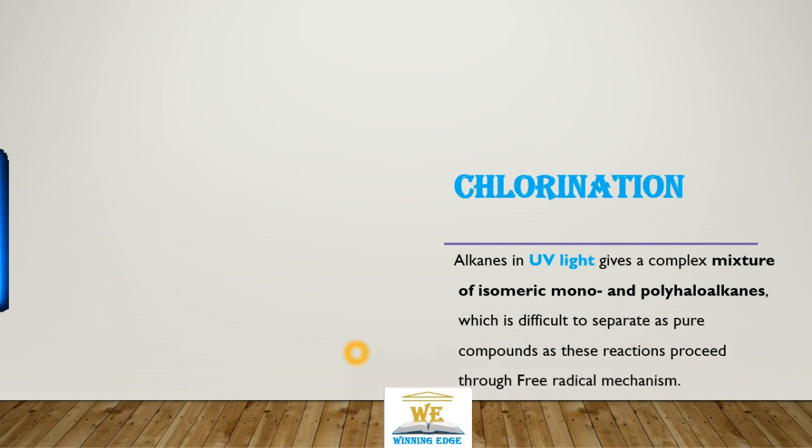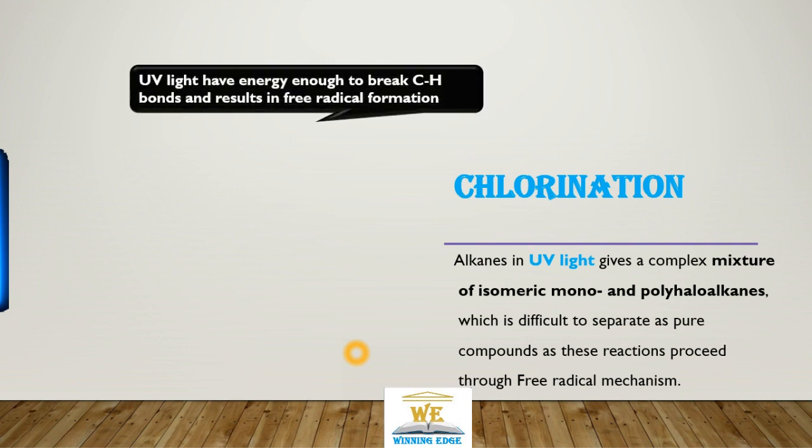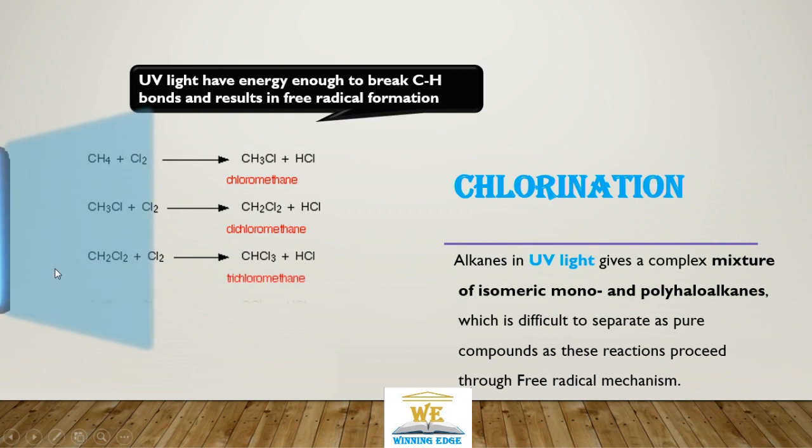These reactions proceed through a free radical mechanism. UV light has enough energy to break these C-H bonds. So when we pass this light, what happens? Methane gives chloromethane, dichloromethane, trichloromethane, tetrachloromethane. Within all these, a mixture is there. So we have all these 5 HCl plus 4 possible compounds plus methane as well. All these compounds present make it very difficult to separate them. This chlorination is not selective.